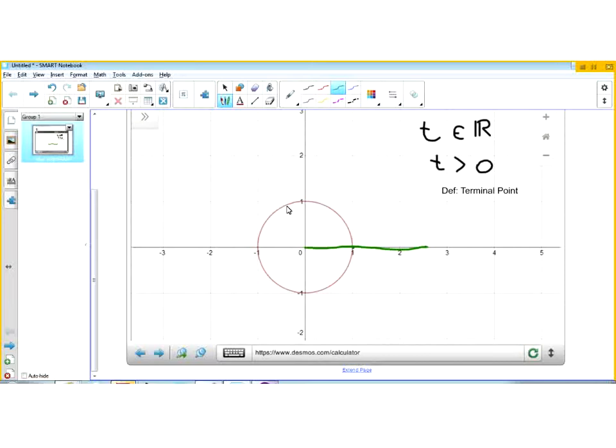Where would I stop? Okay, and the point at which I stop would be called the terminal point. Okay, so if I want to traverse 2.5 units, for instance, along the perimeter of the red circle, and I stop, the point itself would be the terminal point, and we're interested in finding the coordinates of that point. All right, so you basically take this linear distance and you fold it onto this circular perimeter, and the point at which you stop would be the terminal point.